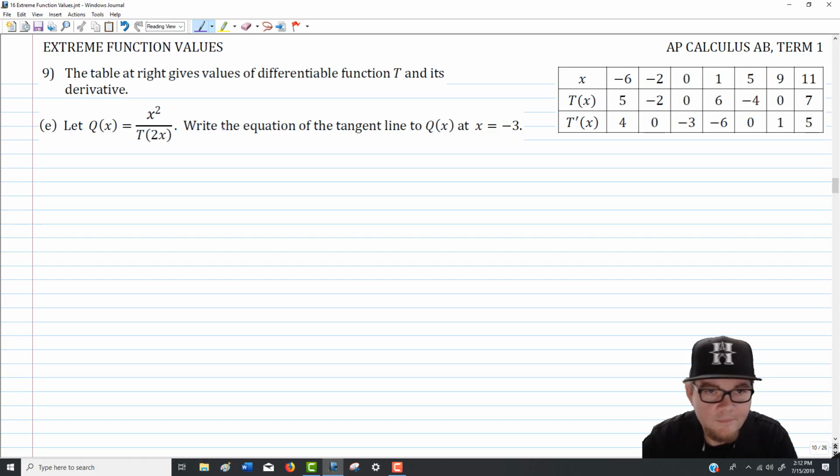That is question 9e. In this case, once again, not really connected to the analysis, but an important thing to be able to do nonetheless. We're told that q of x is equal to x squared over t of 2x, and we're asked to write the equation of the tangent line at x equals negative 3.